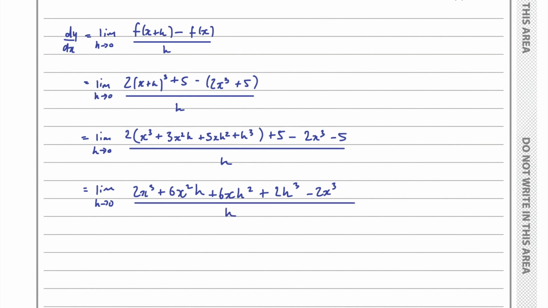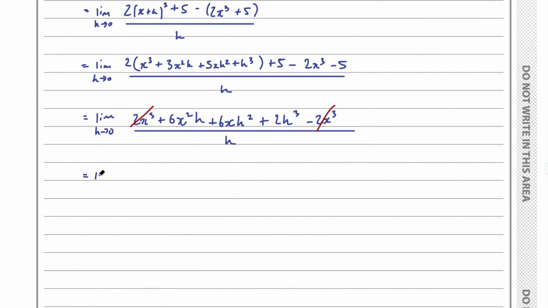Alright, so let's see if we can simplify this any further. We've got a 2x cubed here and a subtract 2x cubed on the end. They will cancel out. Then we're left with these three terms. They all have an h in them, so I'll factorize out an h in my next line. So this is going to be the limit as h approaches 0 of h multiplied by 6x squared plus 6xh plus 2h squared, all over h.